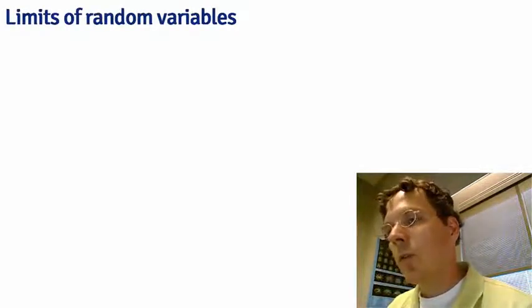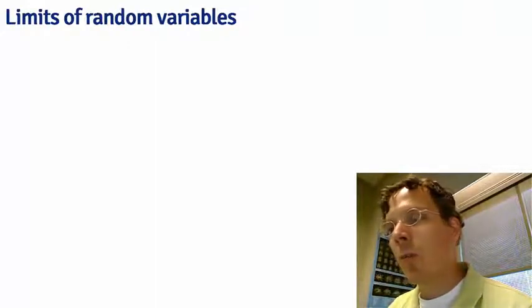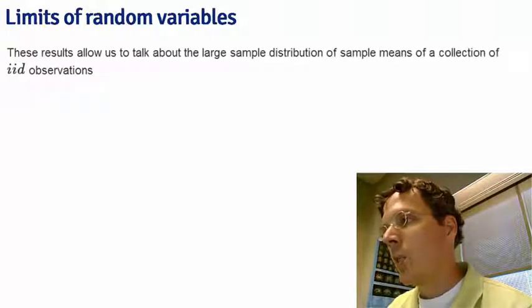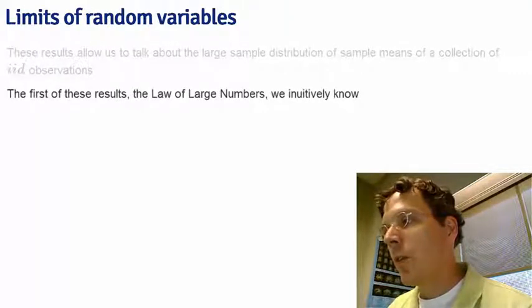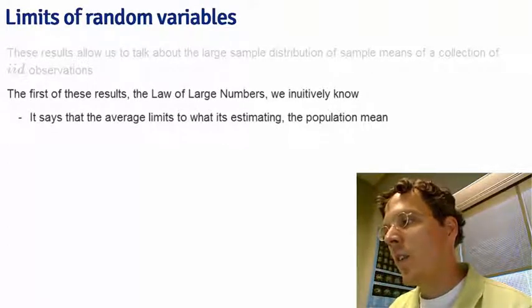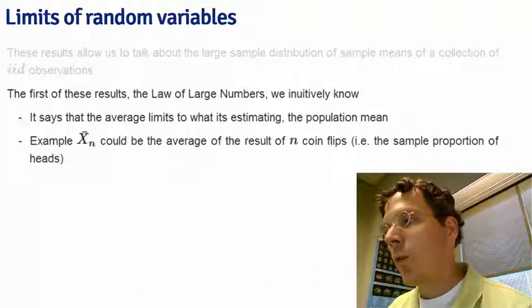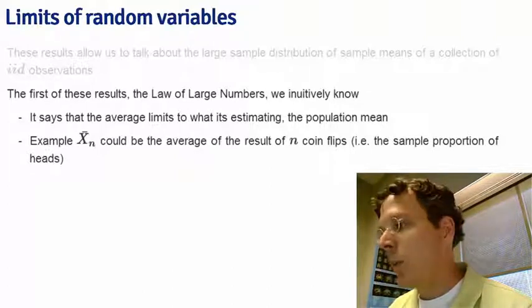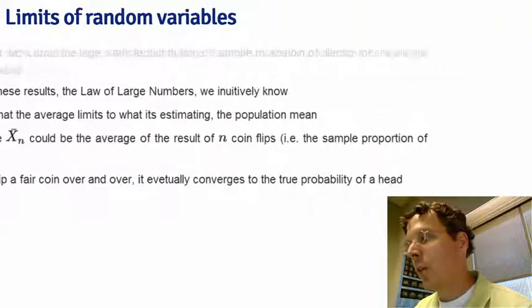Fortunately, instead of diving into the mathematics of the limits of random variables, there's a set of powerful tools that we can rely on. These results allow us to talk about the large sample distribution and behavior of sample means of a collection of IID observations. The first of these we already intuitively know, the so-called law of large numbers. It says that the average limits to what it's estimating, the population mean. So for example, the average could be the result of n coin flips, the sample proportion of heads. As we flip a fair coin over and over, it eventually converges to the true probability of a head.